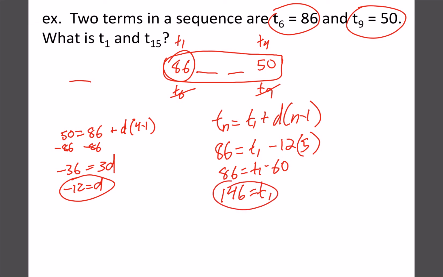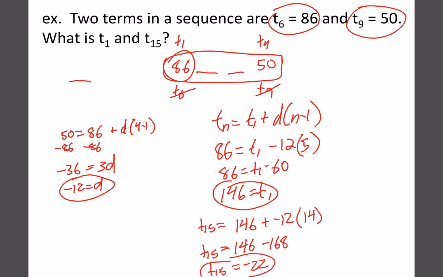Now we can go back to the formula again, and let's solve it for term 15. So term 15 will be term 1, which is 146, plus our difference, negative 12, times n minus 1, and 15 minus 1 would be 14. So we have negative 12 times 14, which gives us negative 168. So that means we'd have 146 minus 168, and we get negative 22.